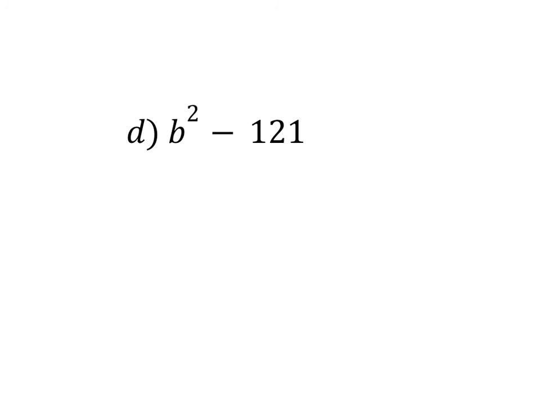This one is two perfect squares being subtracted. The a term would be b. It's kind of weird. And the b term, the square root of 121, is 11. So this would be b plus 11 times b minus 11.